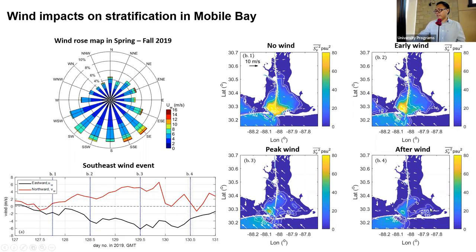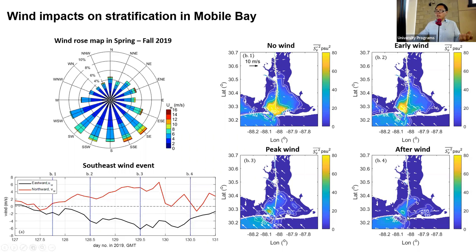By the way, some part of the bay remains weakly stratified, right? So overall we can see the wind reduces stratification, but why do we see this spatial heterogeneity? Some parts are well mixed, without stratification, but some parts remain stratified.